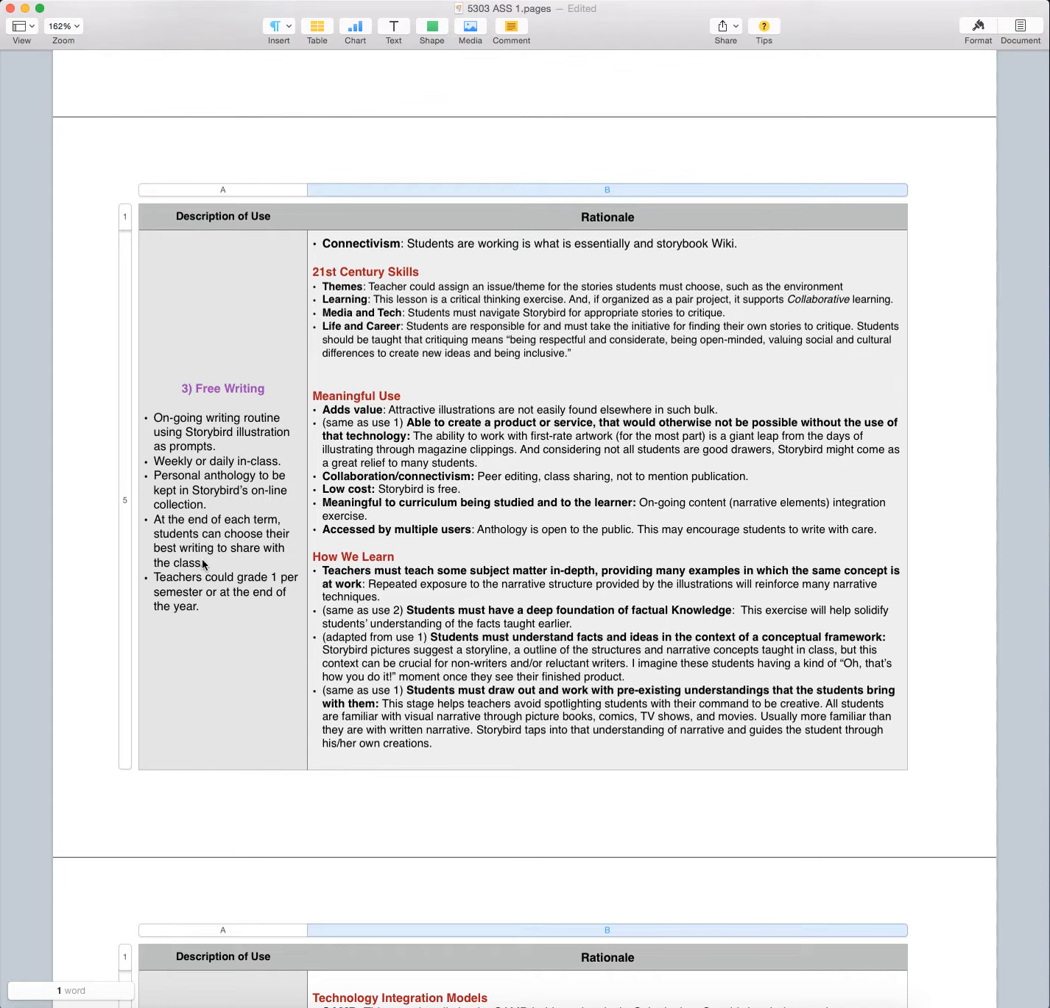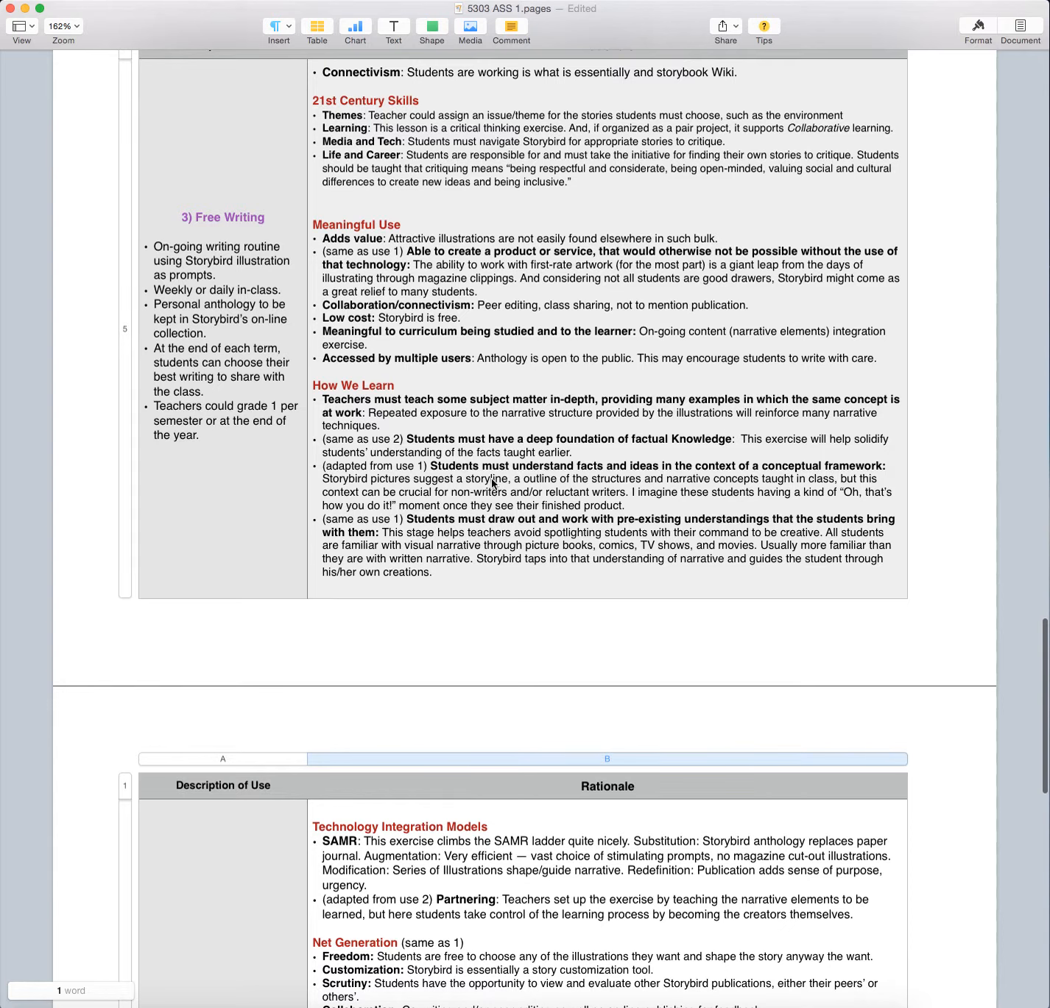They can get up in front of the class and read it. You could do it once a year, or 3 times a year, however often you want. Choose one student a day to read something. Teachers could grade 1 per semester or a couple at the end of the year. It depends on what the teacher wants to do with it. It's a very flexible way to do it.